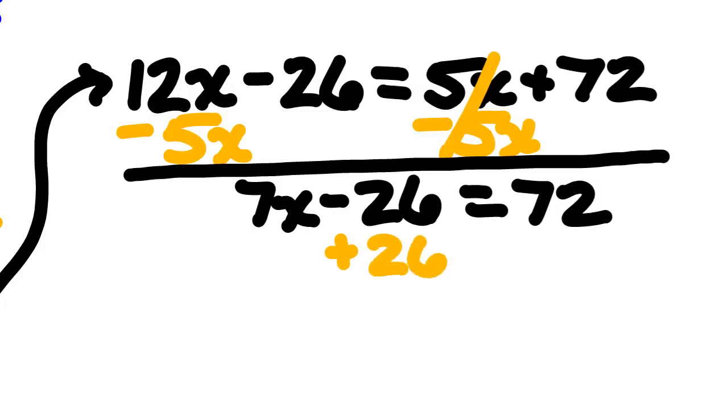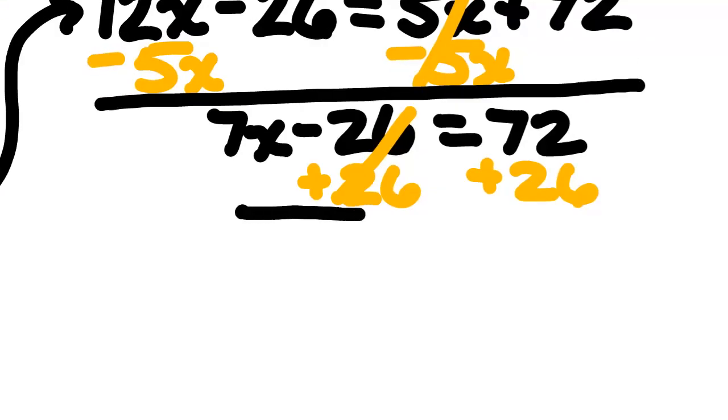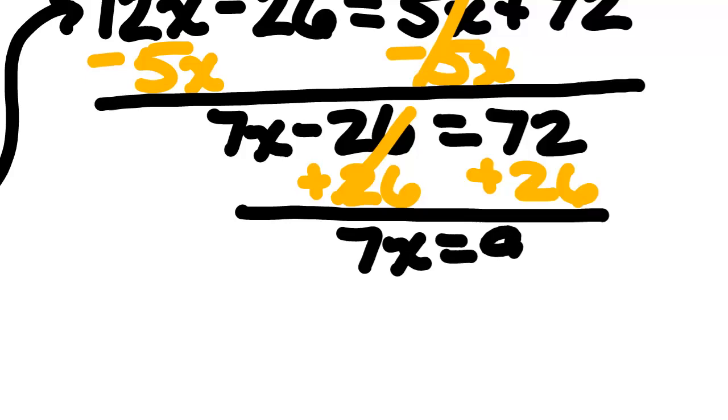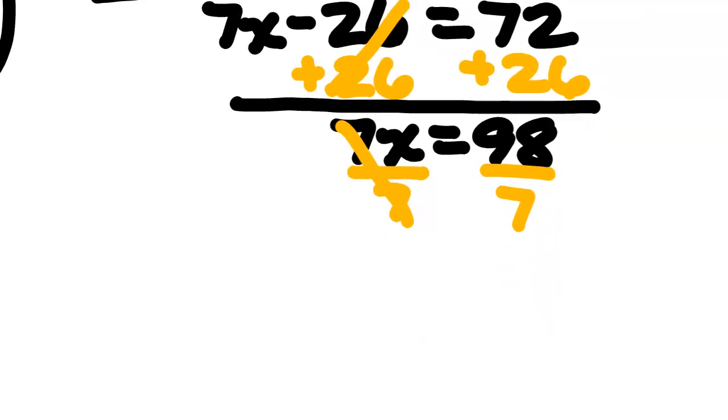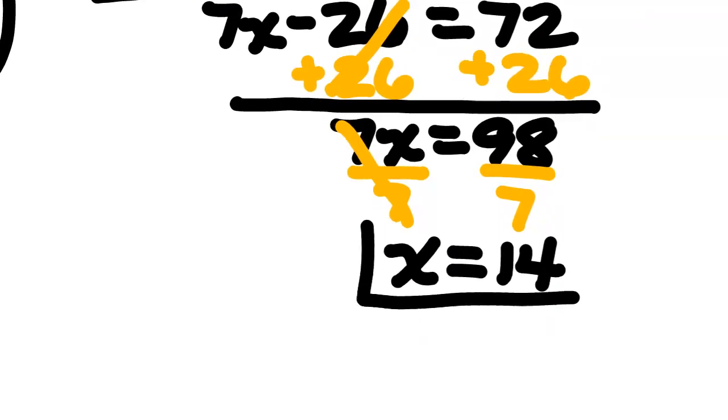Add 26 to both sides. What is 72 plus 26? 98. So 7x equals 98. X equals 14. You are absolutely correct. We're going to divide both sides by 7. And 98 divided by 7 is 14. All right, so there's part of what they wanted me to find.